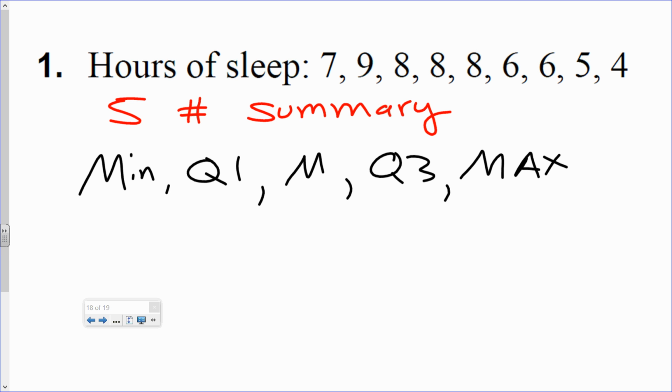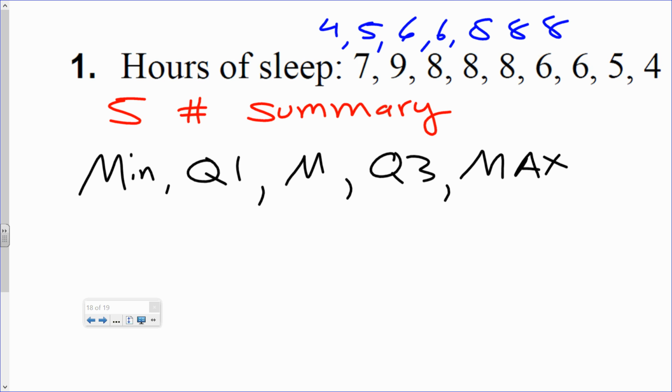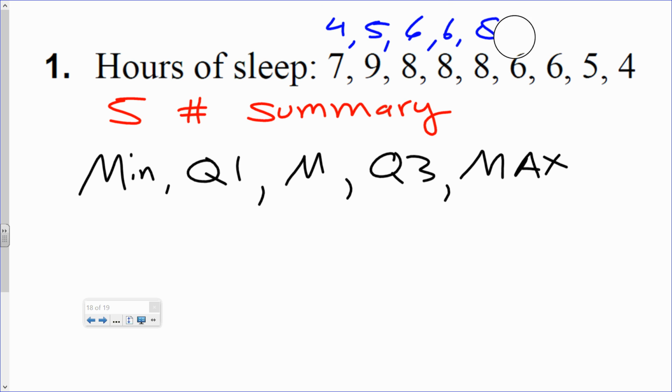Before I get any of these five numbers, I've got to put the numbers in order. So let's see, I'll do that right up here. We've got 4, we've got 5, we've got two 6s, we've got 7, three 8s, and then a 9. So I put them in order from least to greatest. I rearrange the data from least to greatest.